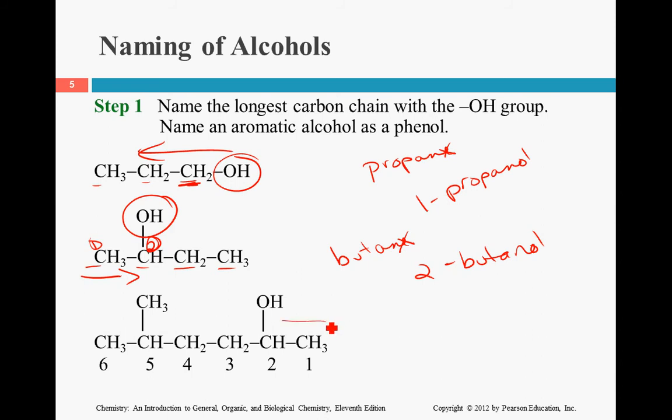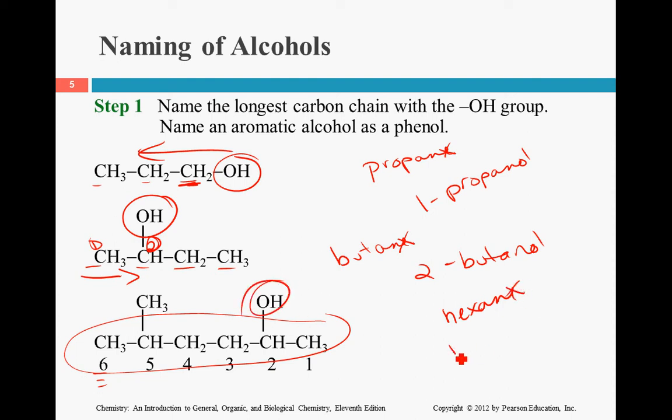And then finally we have this example down here. It's already counted out for you, so it's 6, which is hex. Hexane if it was all single bonds. However, because of the alcohol, we're going to change that to hexanol. We want to count on the side that's closest to the OH group. So 1, 2. 2-hexanol. We also have this methyl group over here, so we can't throw that away. That's on the 5th carbon, so 5-methyl-2-hexanol.